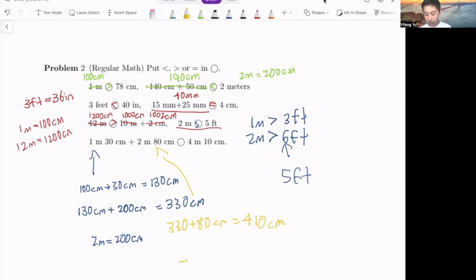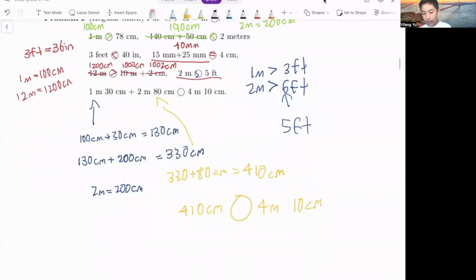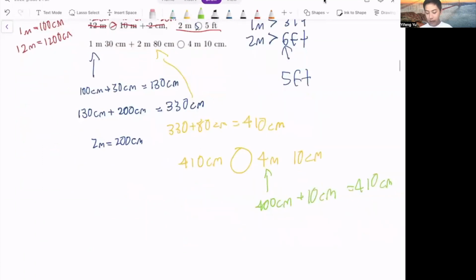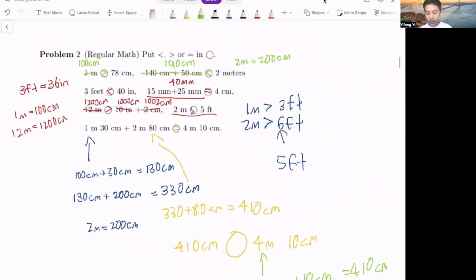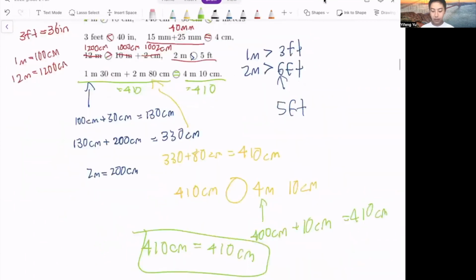And then 410 centimeters is what to 4 meters and 10 centimeters? Well, we can swap out the 4 meters for 400 centimeters plus 10 centimeters equals 410 centimeters. So 410 centimeters is equivalent to 410 centimeters. So therefore, the last equation is equivalent since the left side is equal to 410 and the right side is also equivalent to 410.